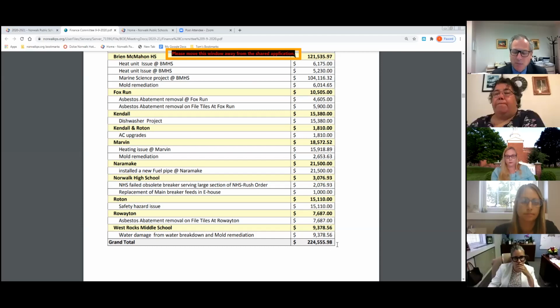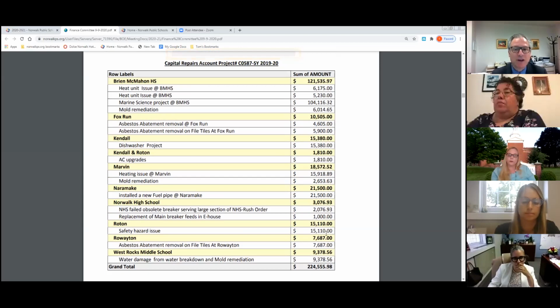And as a capital account, the money does carry over from year to year. So that's why there was some money left over from the prior year. So that's why it was more than $200,000. So I don't know if there are any questions on any of these projects.